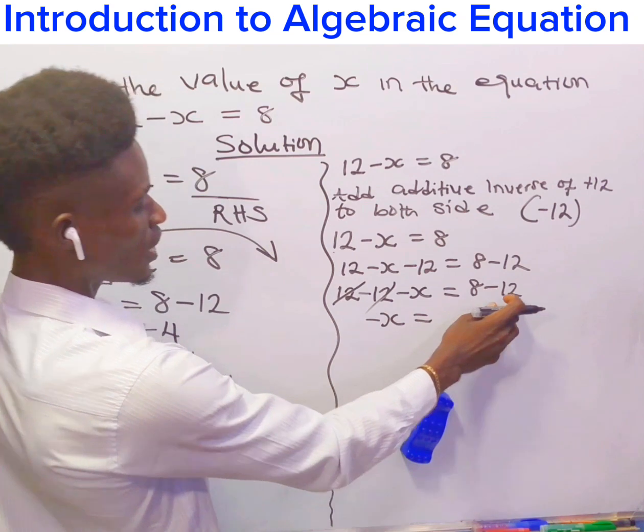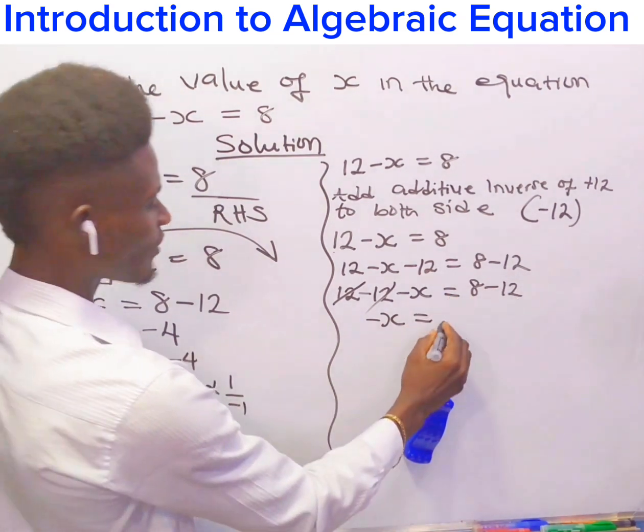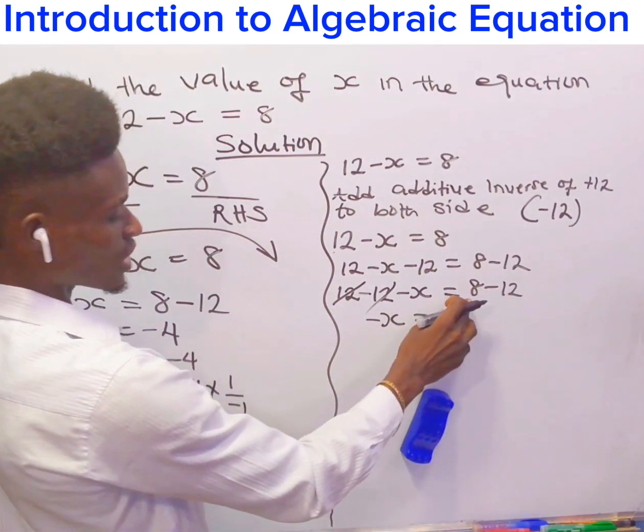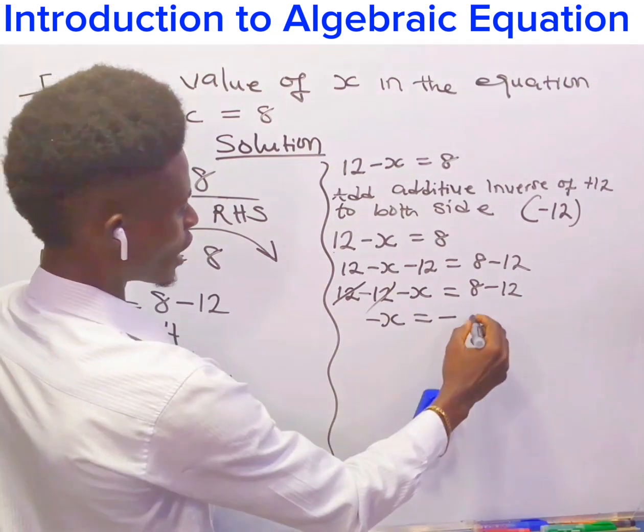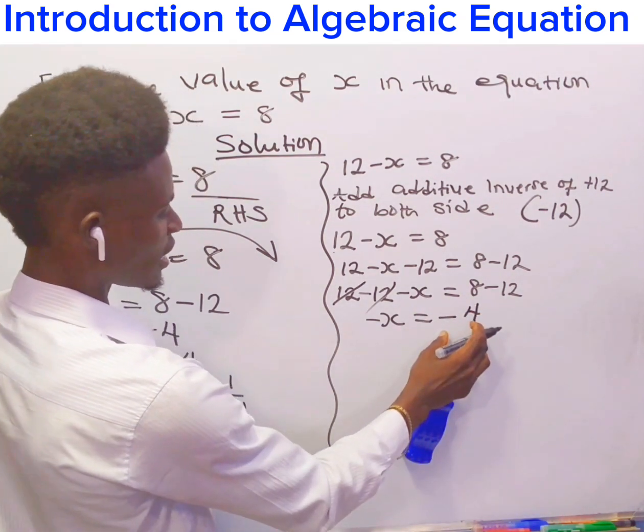We can't take 12 away from 8, so we'll have a negative value. We'll now say 12 minus 8 instead of 8 minus 12, so that we'll have our value to be 4. Then we'll have negative 4.